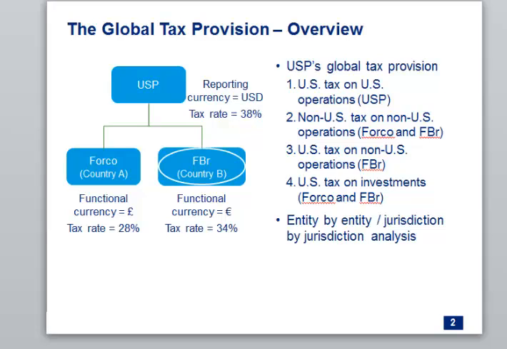The second entity that USP owns is this FBR, which is short for foreign branch. The foreign branch is operating in a different country, country B, and that box has a circle in it because it's treated as an entity that's flowing through to the U.S. So that's a disregarded entity for U.S. tax purposes. That entity is taxed both in country B and also in the U.S. Its currency is the euro, and the tax rate is 34%.